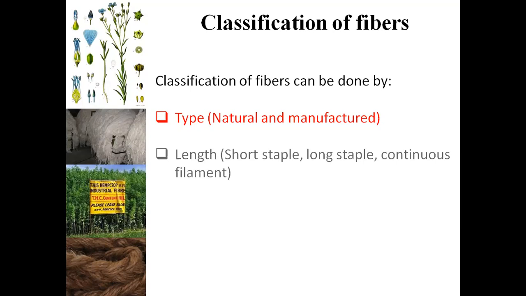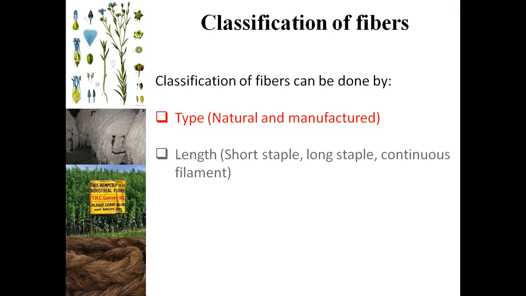And the next one is based upon its length. Depending upon the length of the fiber, it is made into two types. One is staple fiber, another one is filament fiber. Staple is a short fiber, usually measured in inches as well as in centimeters. So if the fiber's length is in centimeters or in inches, it is grouped into staple fiber. If the length is more, if it is measured in meters, it is called filament fiber. Filament fiber is a continuous length of fiber which is usually measured in meters.